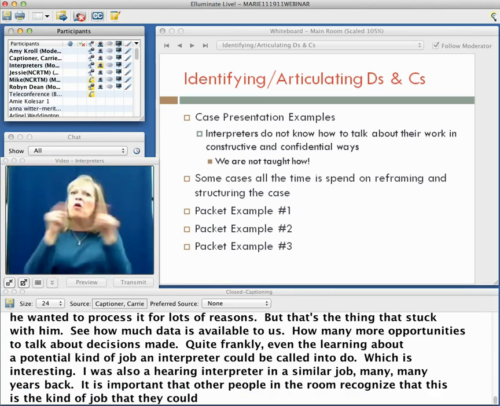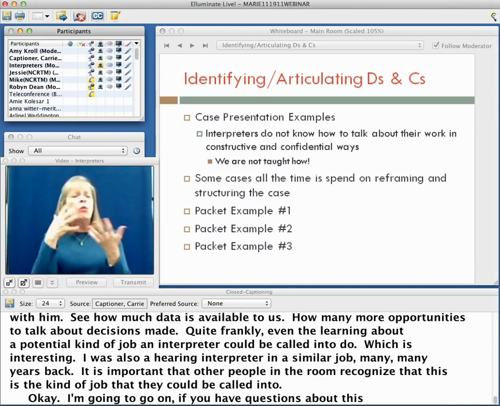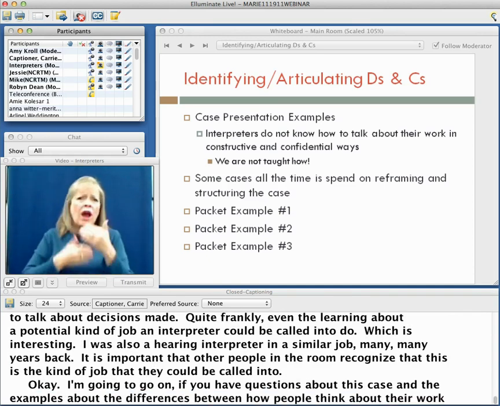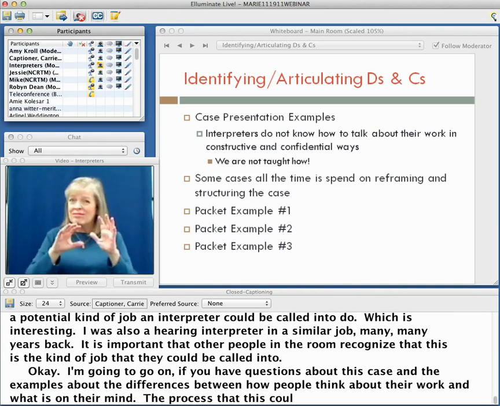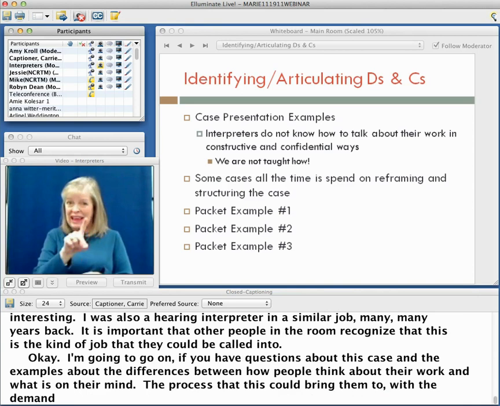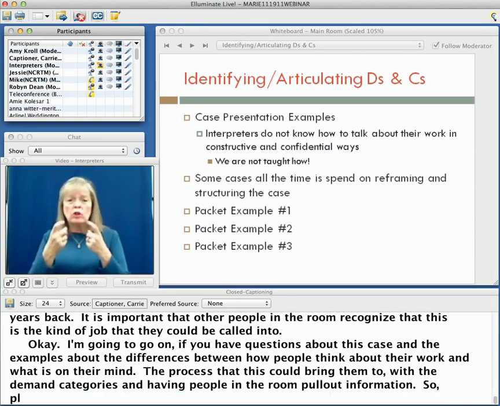Okay, I'm going to go on. If you have questions about this case, or how this is an example of the differences between how people think about their work or what's on their mind versus what the process can bring them to through having them use the demand categories and having the people in the room pull out information, then please go ahead and ask your questions. Otherwise, I'm going to move on, and then I'm going to pause for questions at the end of this next example.